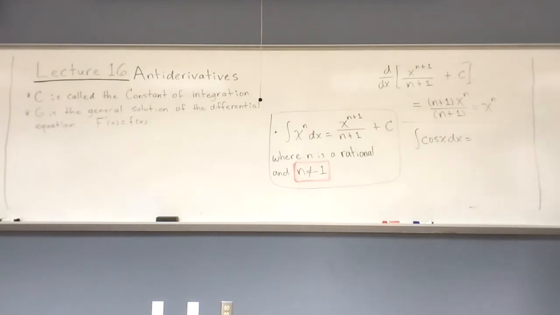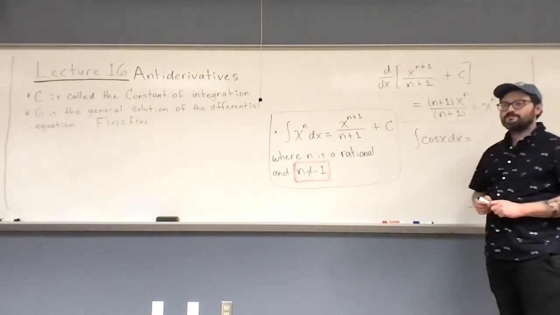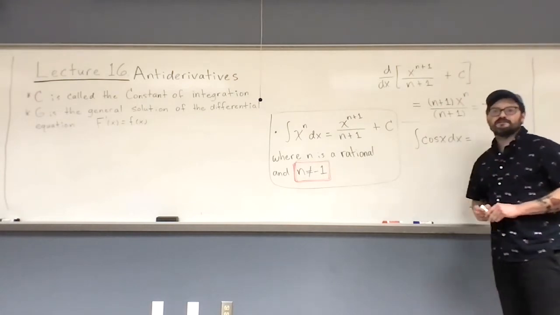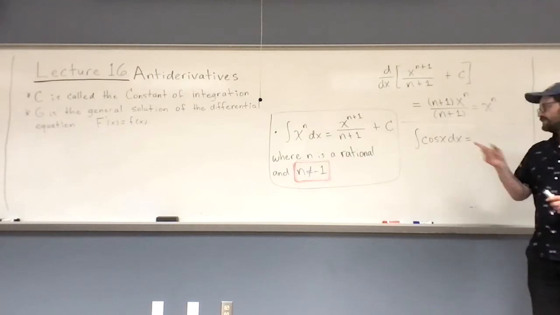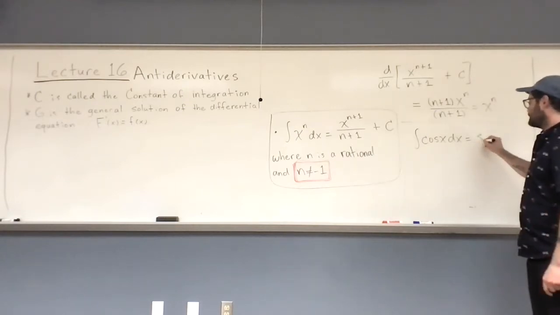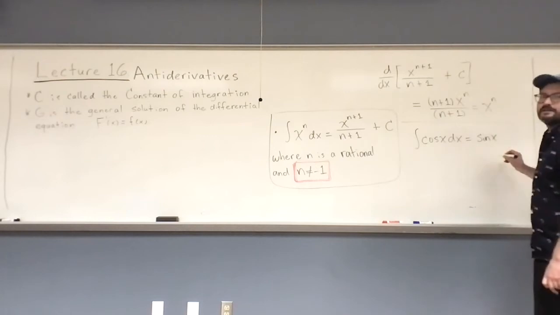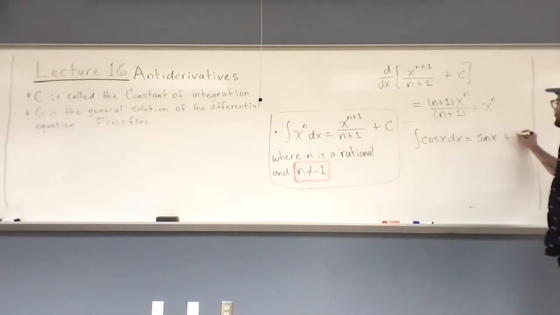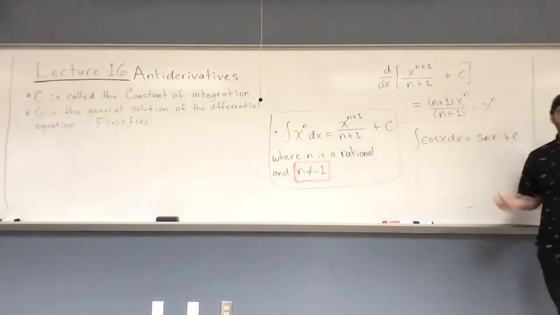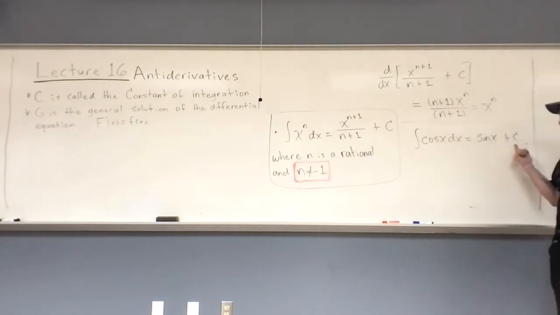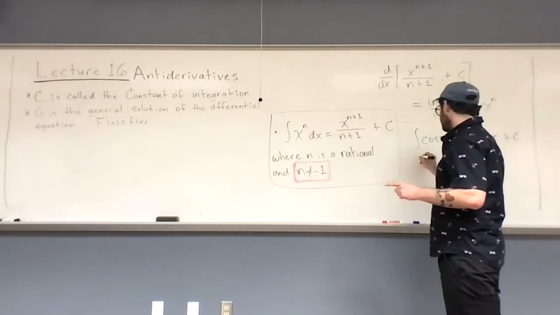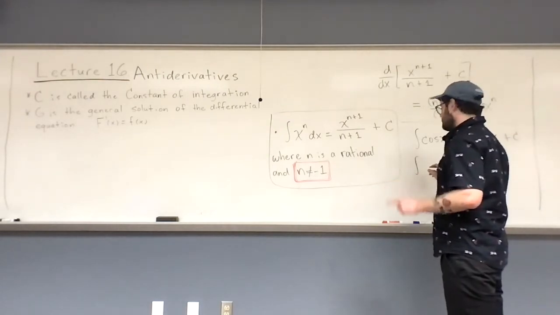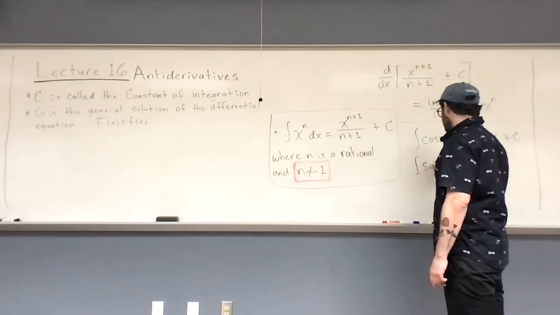So what's the indefinite integral of cosine x? What's the derivative of negative sine x? It's negative cosine. So this is just going to be sine x plus c. Right? If you take the derivative of sine x, you get cosine x, and the constant goes to 0.